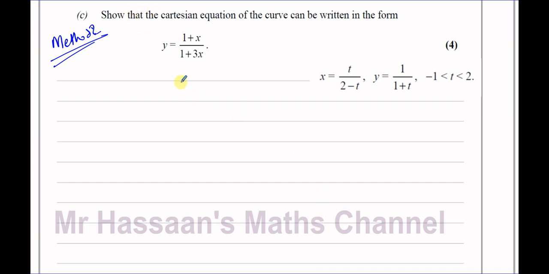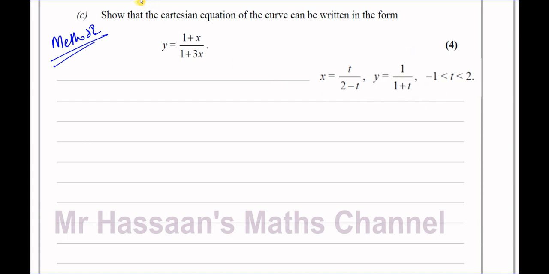Now for a second method of answering part C, we can take the x term, like here, and replace it into this equation instead of x, so we have y in terms of t, and show that that gives us what y is in our parametric equation. So if I replace x in the Cartesian equation with t over 2 minus t, and I rearrange it algebraically, I should end up with y equals 1 over 1 plus t. If I do, then I know that this is the Cartesian equation of the curve. So that's an alternative method of solving this problem.